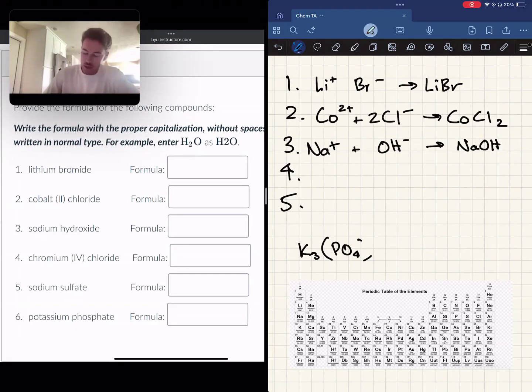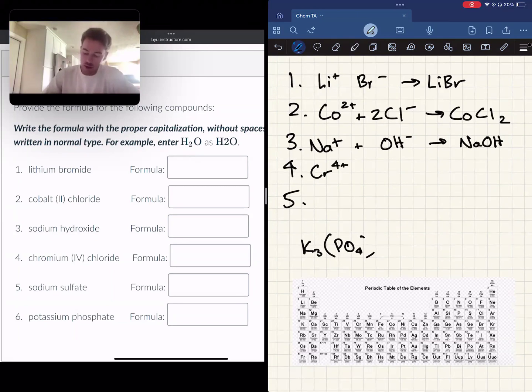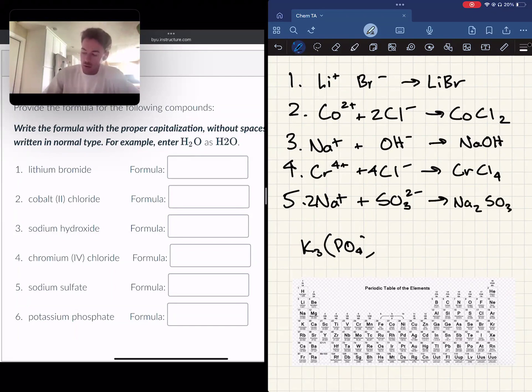Okay. Chromium, if you have questions on any of these, say so. I'm just going to go through them. Okay. Chromium chloride tells us there's a 4+ charge. Okay. So chromium 4+, chloride is minus. So we need 4 chlorides to balance it out. So CrCl4. Okay. 5, sodium Na plus, sulfate, that's SO3. I don't know why I keep forgetting this. 2 minus. Okay. To balance this out, we need 2 sodiums. So Na2SO3. Okay. Sodium sulfate. Cool.